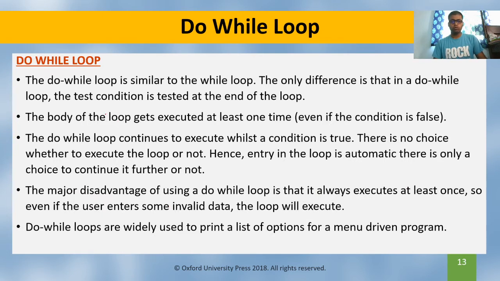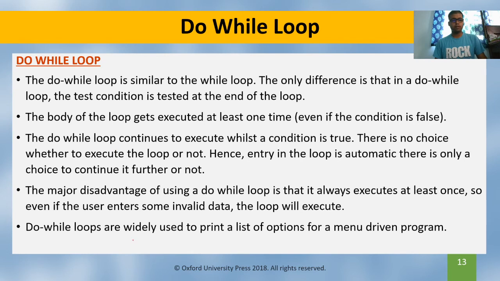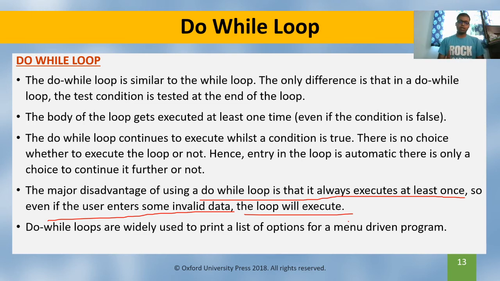But in a do while loop, the execution of our statement occurs first, and after that the condition is checked. So that is the basic difference between a while loop and a do while loop. A disadvantage of the do while loop is that it always executes at least once. Even if the user enters some invalid data, the loop will execute at least once. We cannot avoid this for a do while loop.